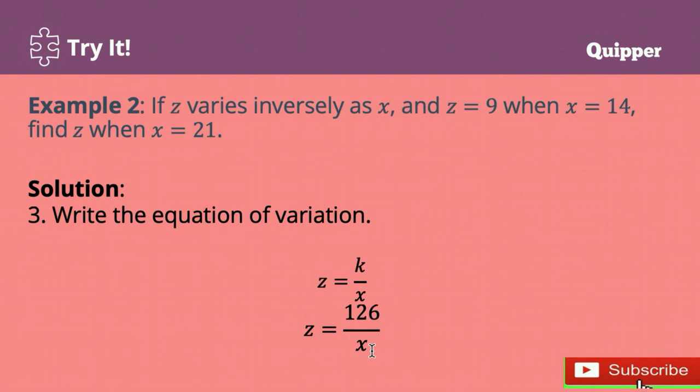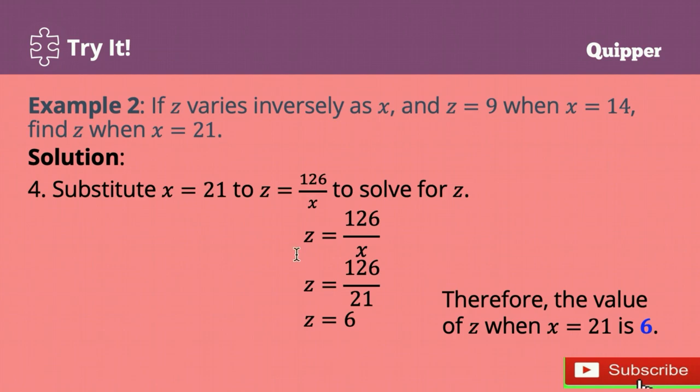And use this working equation to find the value of z. Substitute the value of x, which is 21, to find z. Z is equal to 126 over x. This is the working equation. Then substitute the value of x, which is 21. 126 divided by 21 is 6. Therefore, the value of z when x is 21 is 6.